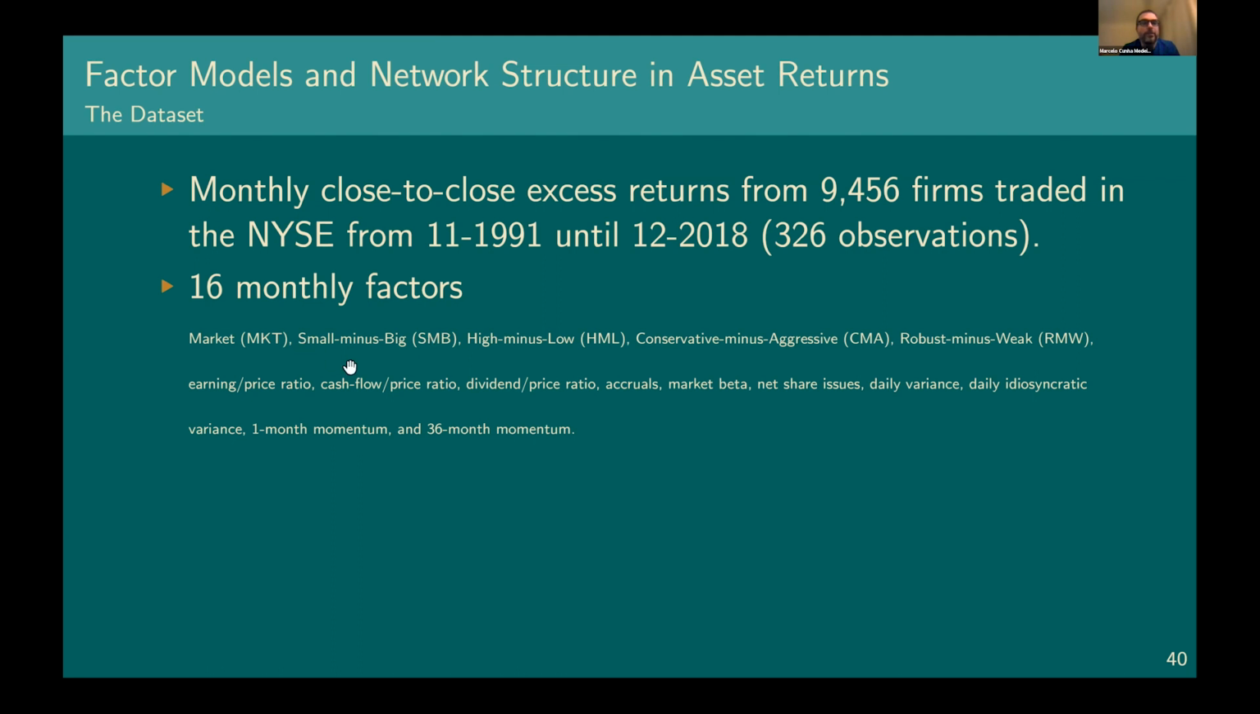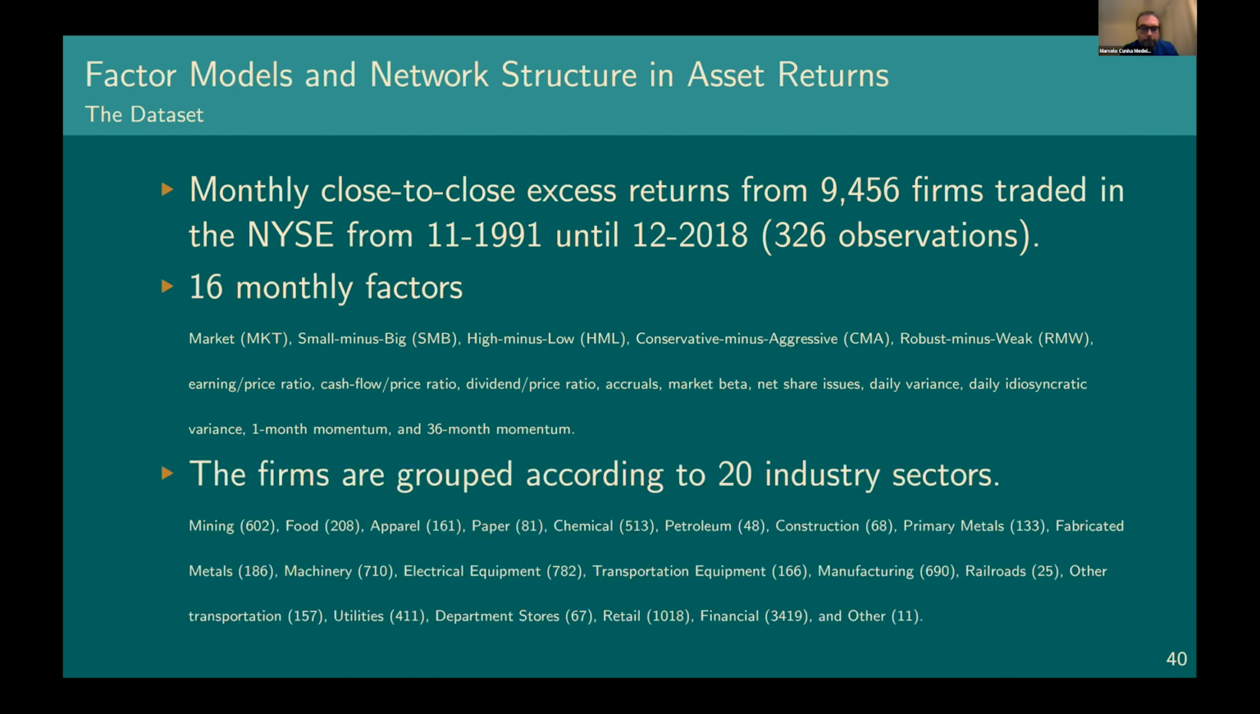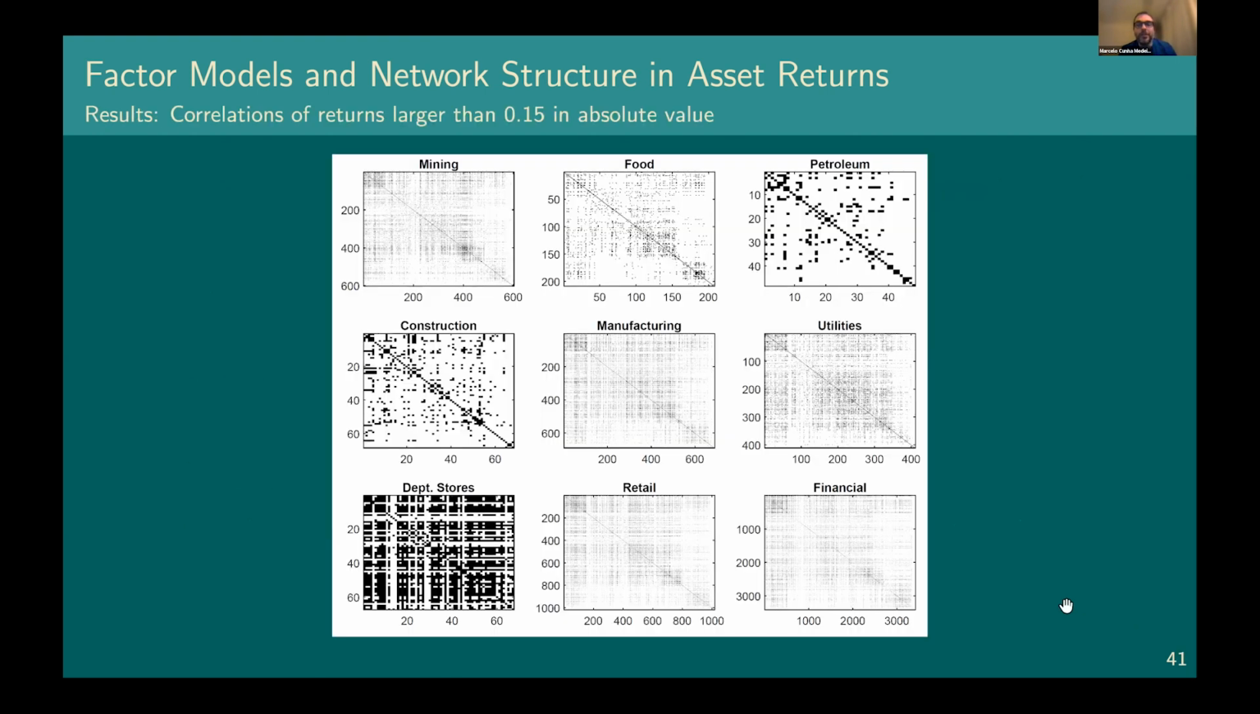These are the factors. So market, small minus big, high minus low, conservative minus aggressive. So the typical Fama-French style portfolio returns. And our firms are grouped into 20 industry sectors. Okay, here is the number of firms in each sector. Okay?